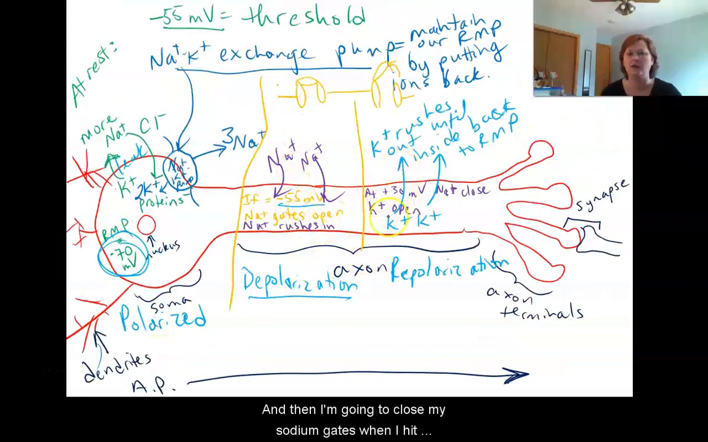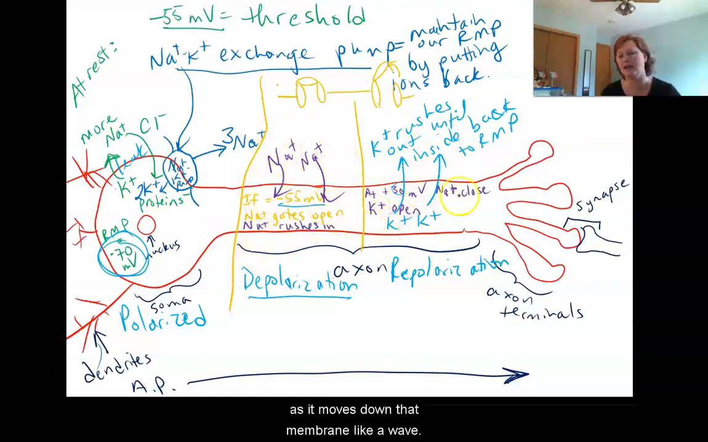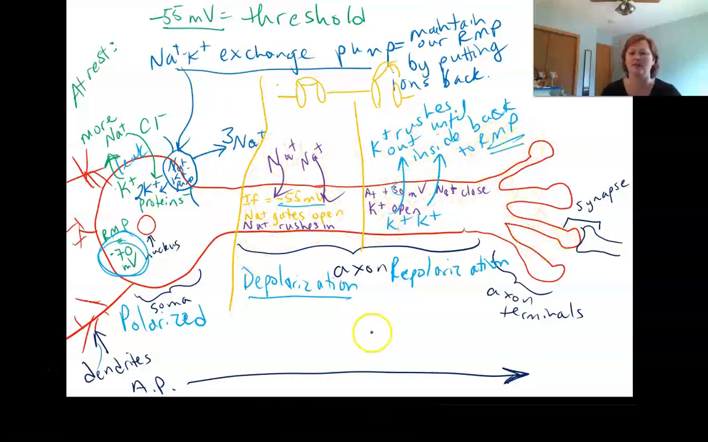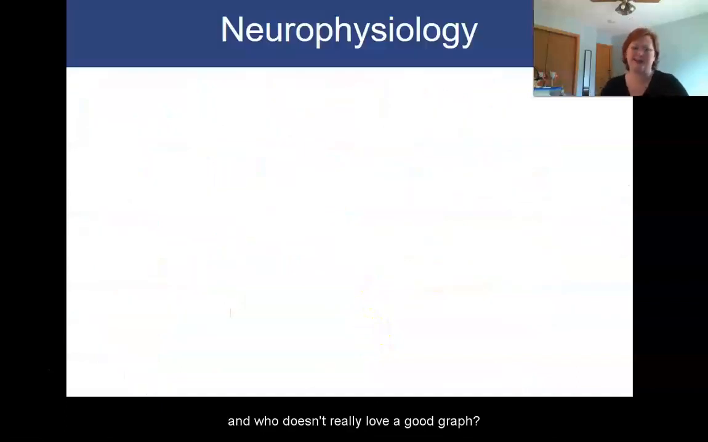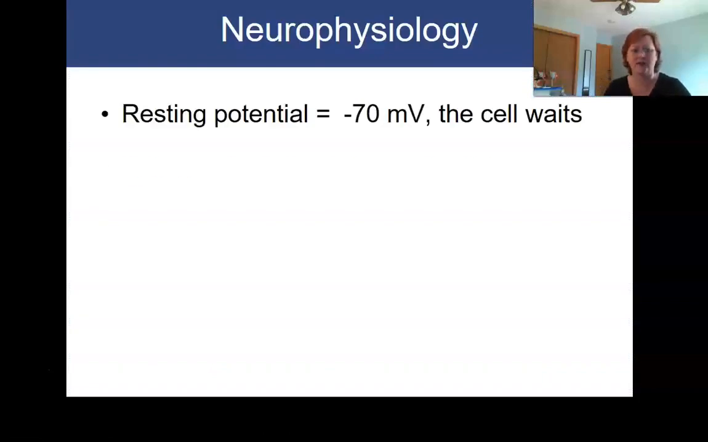And then I'm going to close my sodium gates when I hit positive 30. I'm going to open up potassium gates, and potassium is going to pour out as it moves down that membrane like a wave. And that's going to reset my resting membrane potential. Now I can put all of this electrical activity into a graph, and who doesn't really love a good graph?